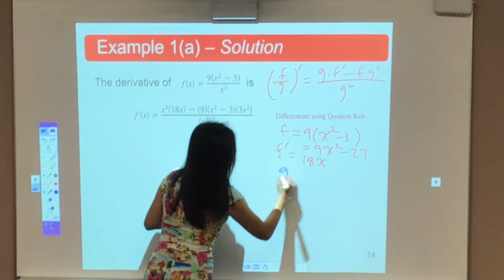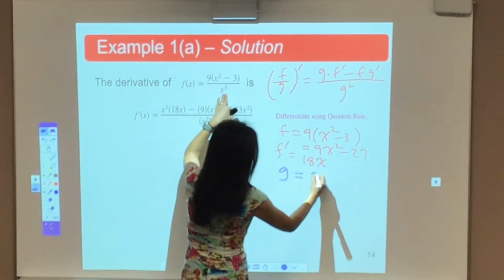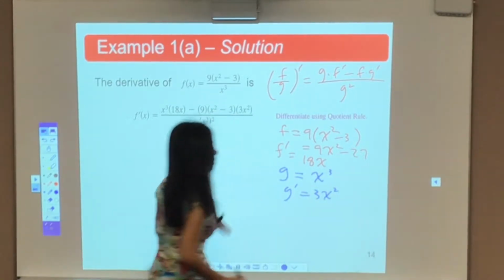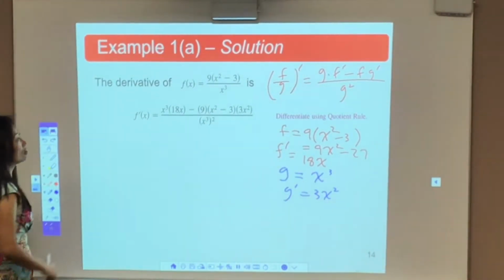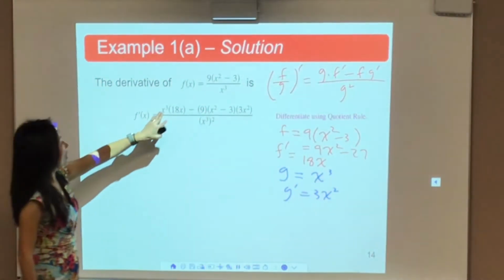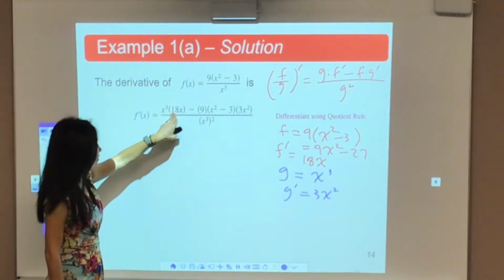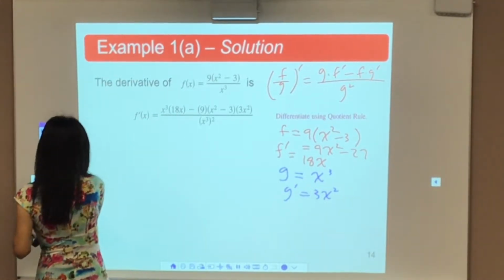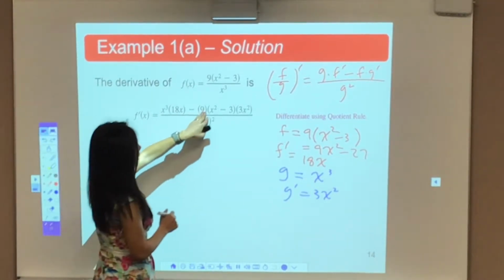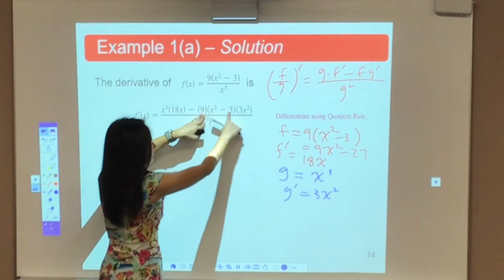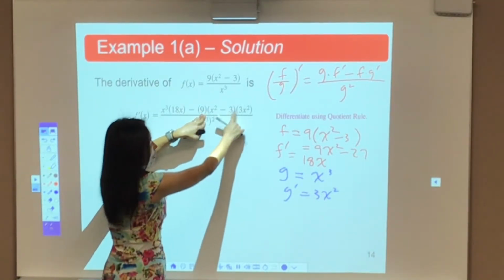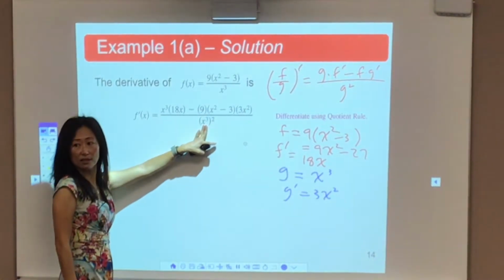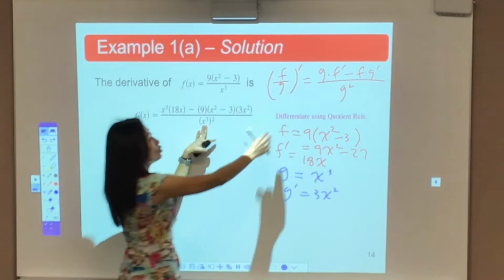Let's do g. g is equal to what? x to the third. So g prime is what? 3x squared. So I'm just going to plug into my equation. So I have g, f prime. Is everybody with me? And then what? f, which is this, g prime, 3x squared, and g squared. Is everybody with me? I'm simply plugging it into my formula.